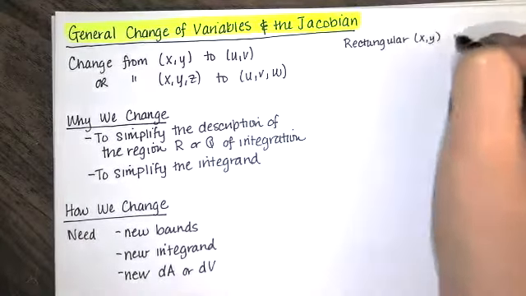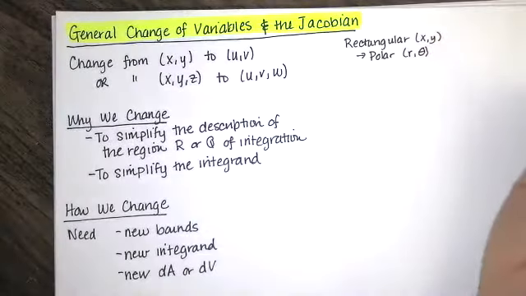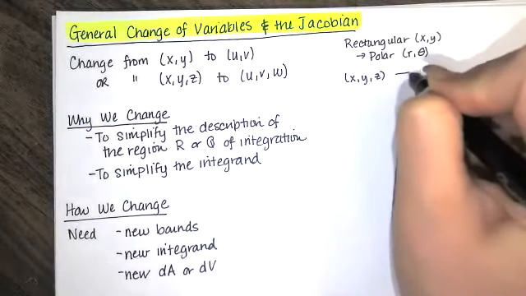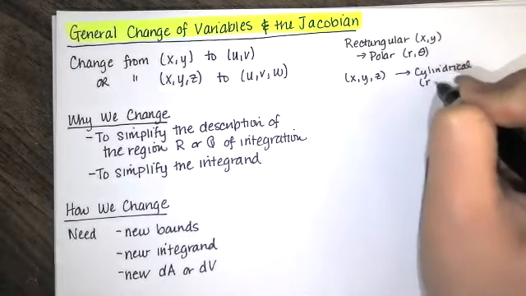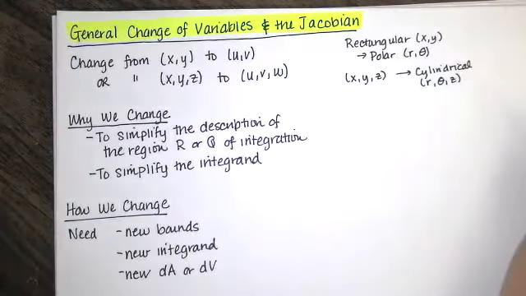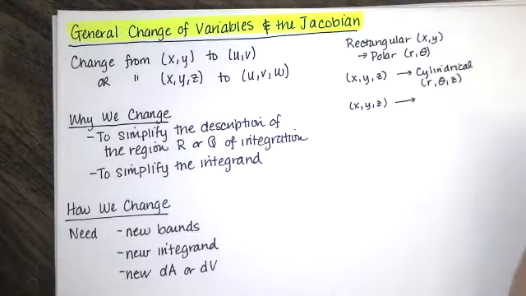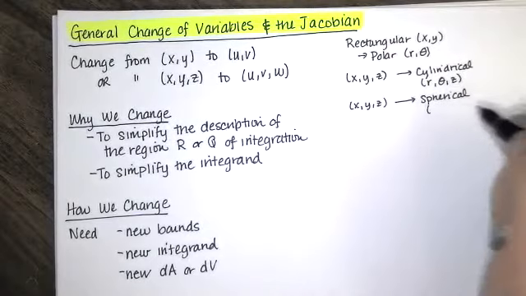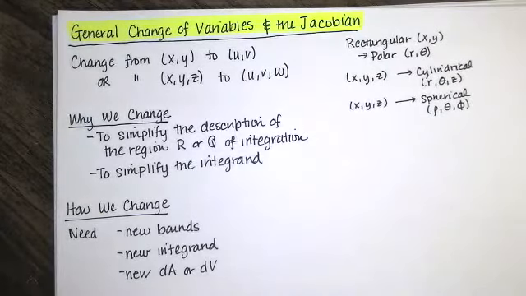So you went from rectangular xy to polar coordinates r and theta, and that was a change of variables. And we also went from rectangular coordinates x, y, and z to cylindrical coordinates r, theta, and z. That was a change of variables. And then lastly, we went from x, y, and z to spherical coordinates, rho, theta, and phi. So that was a change of variables. So these are just three special cases of what we're about to do in this section.